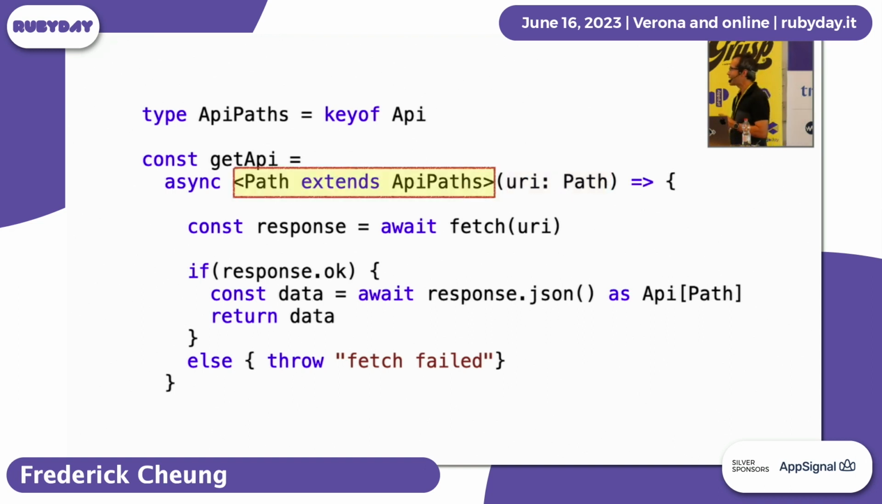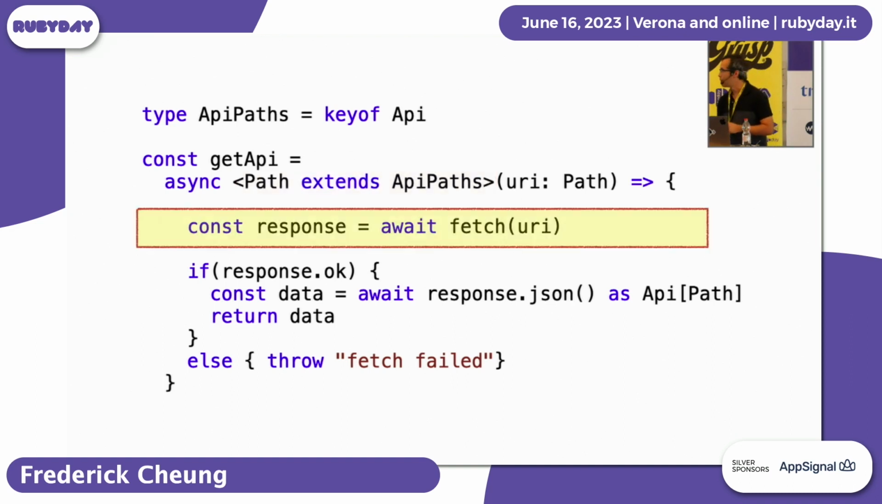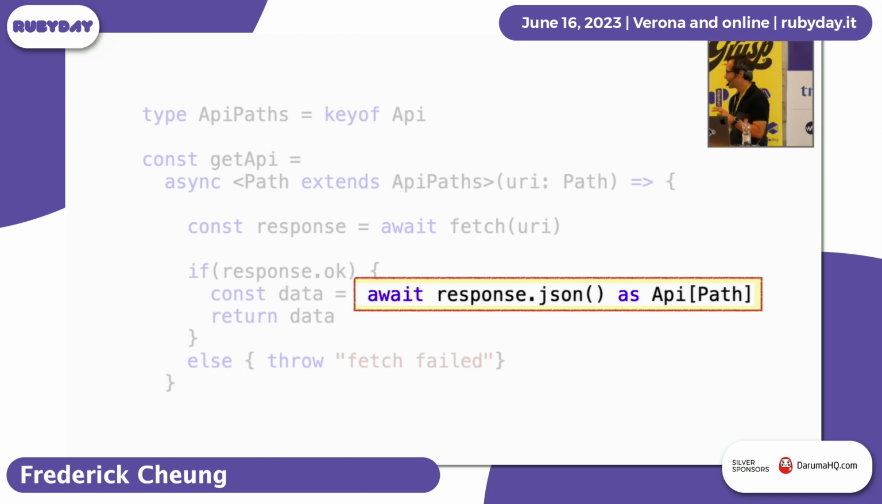And path is anything which extends the API path's type. So in practice, that means it has to be either /users or /user/number. We fetch the data as before. We pass the JSON, and then we've made the type assertion rather different.